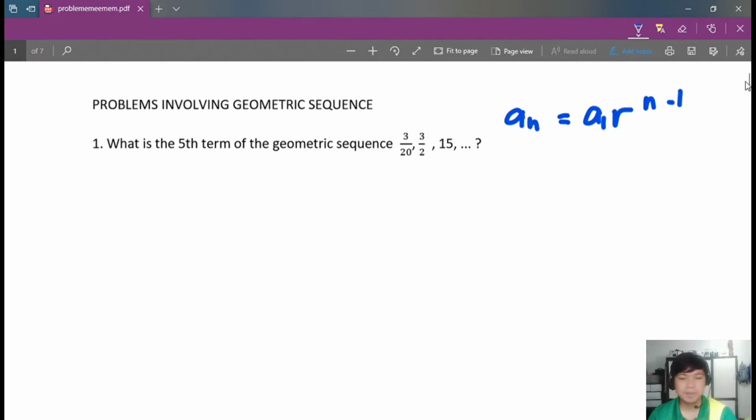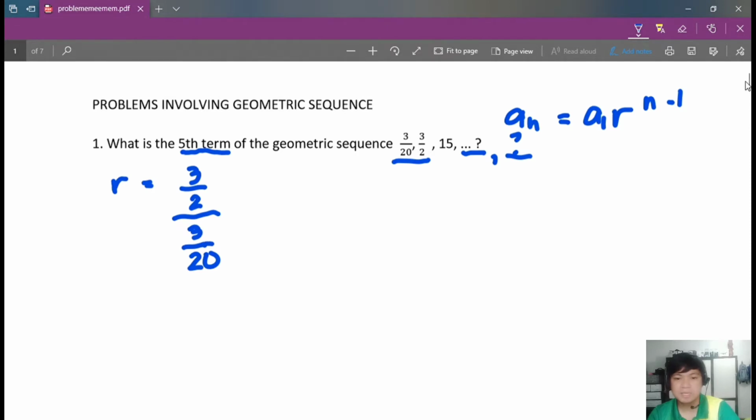Number 1. What is the fifth term of the geometric sequence 3 over 20, 3 halves, 15, and so on? So we're looking for the fifth term. We have the fourth and fifth terms still to find. Since we have consecutive terms here, we can easily identify first the common ratio. To get the common ratio, we will get the first two consecutive numbers. Our common ratio is 3 halves divided by 3 over 20.